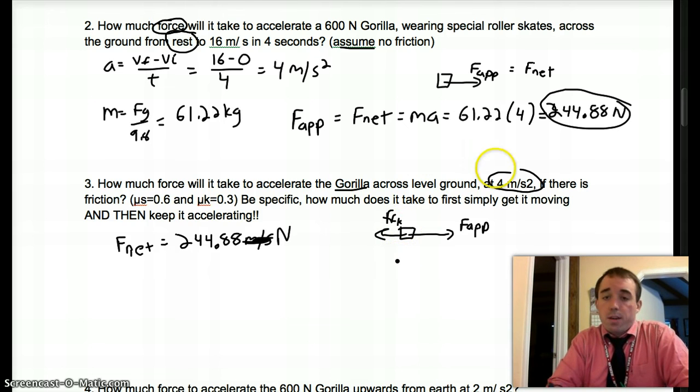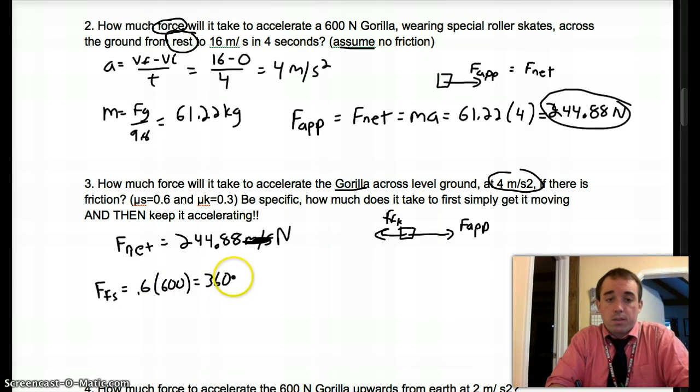First part of the question says, though, how much does it take to simply get it moving? Well, to get it moving, we have to beat the static friction force. And the static friction force is going to be 0.6 times the normal force, which is 600, which is 360 newtons. So for part A, my applied force, F applied, has to be greater than 360 newtons.